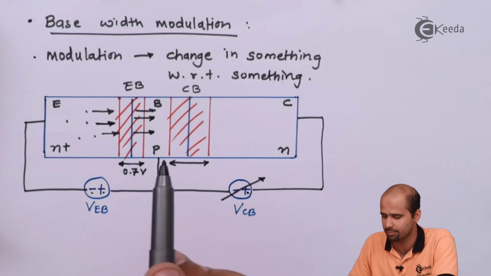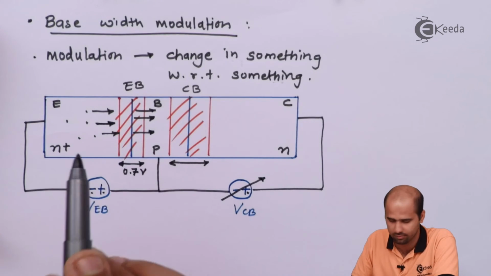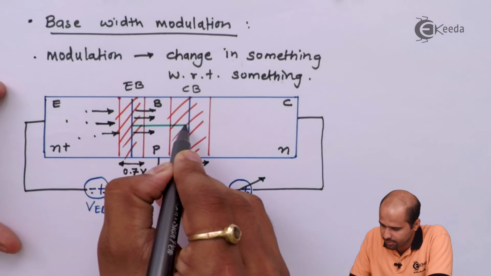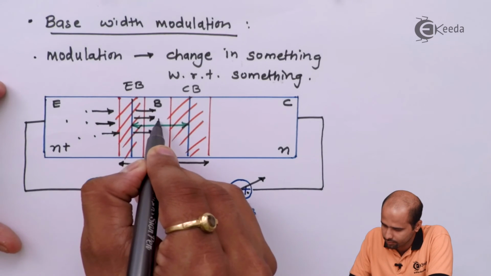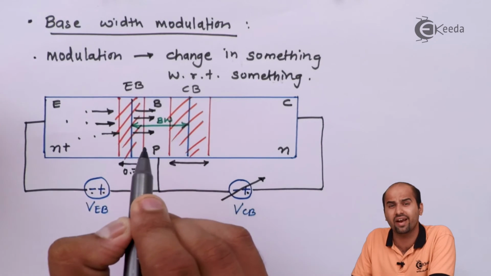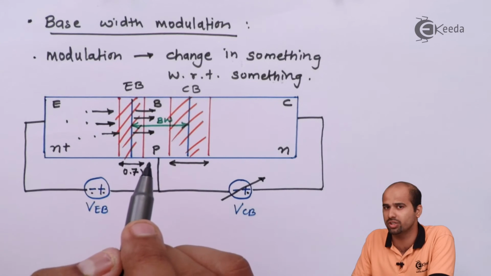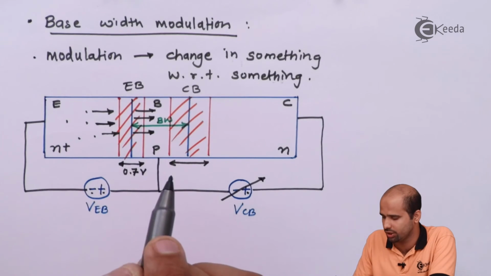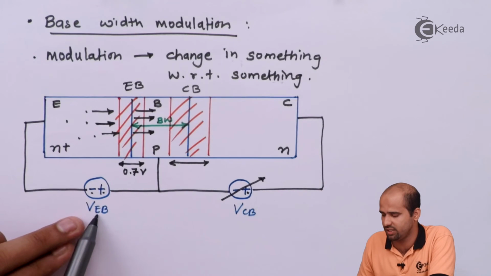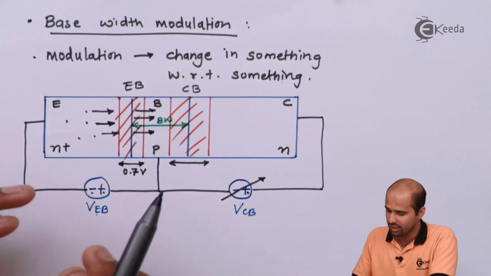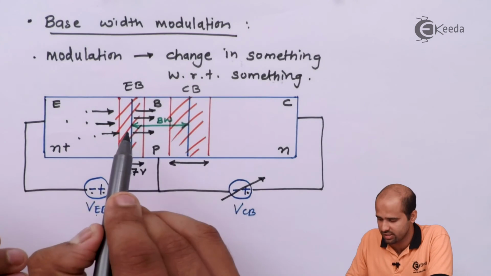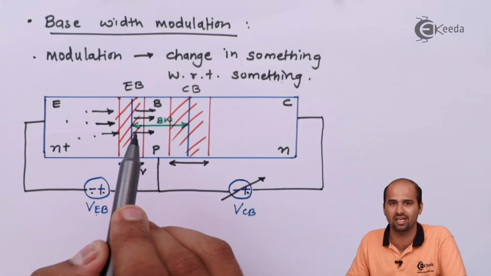But what is my actual base width, right? My actual base width is this much. This is my actual base width. Okay, this base width will again reduce, right? Before starting of the operation, my base width was this. As soon as I place this VEB and VCB, what will happen? This CB junction width will increase. This EB junction width is constant, right?